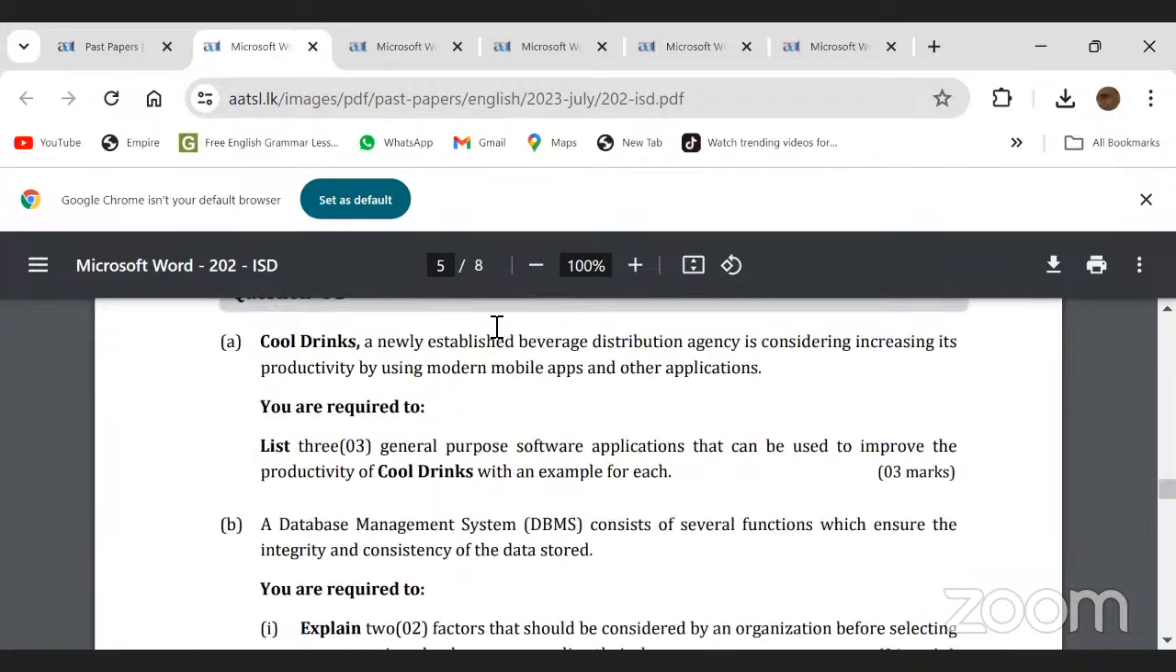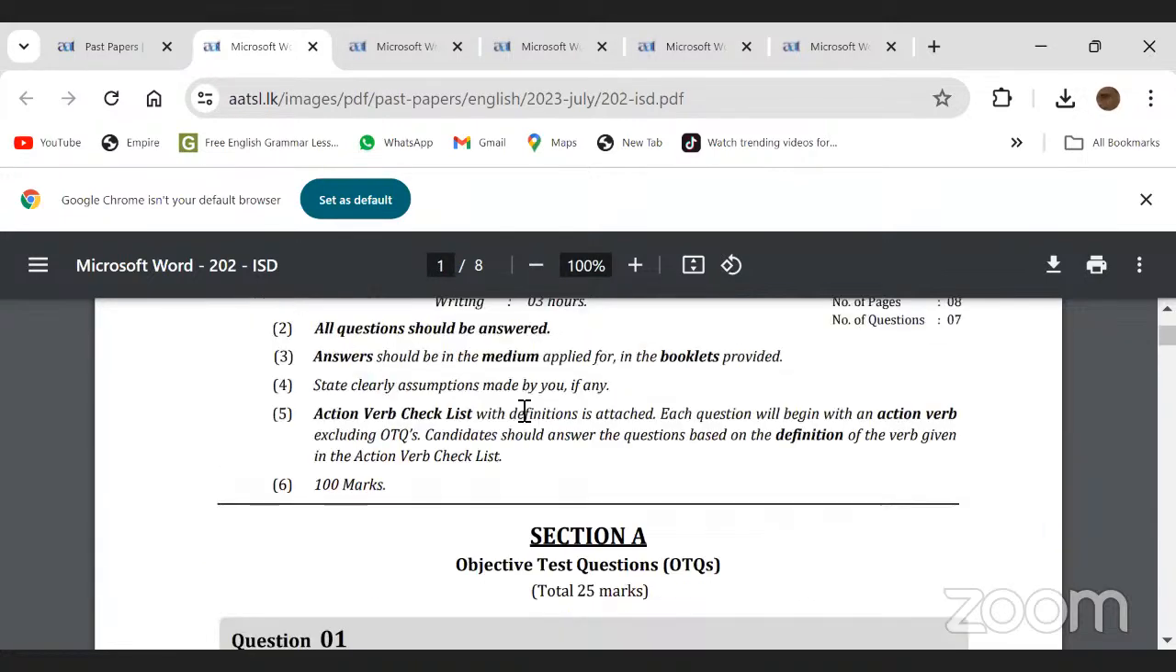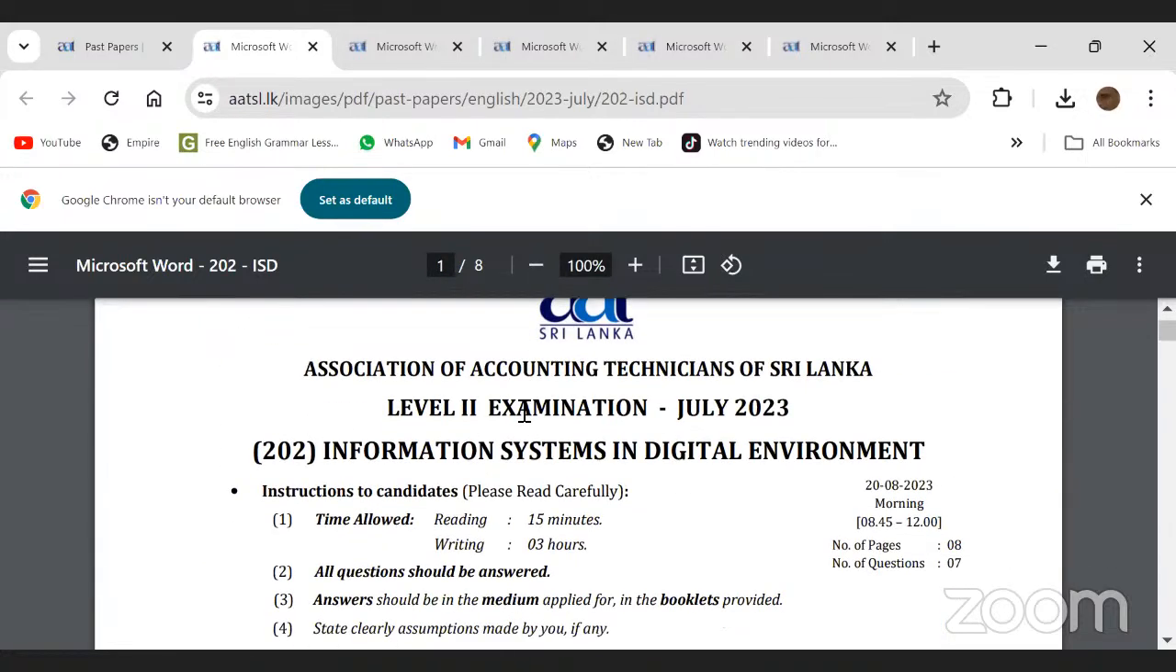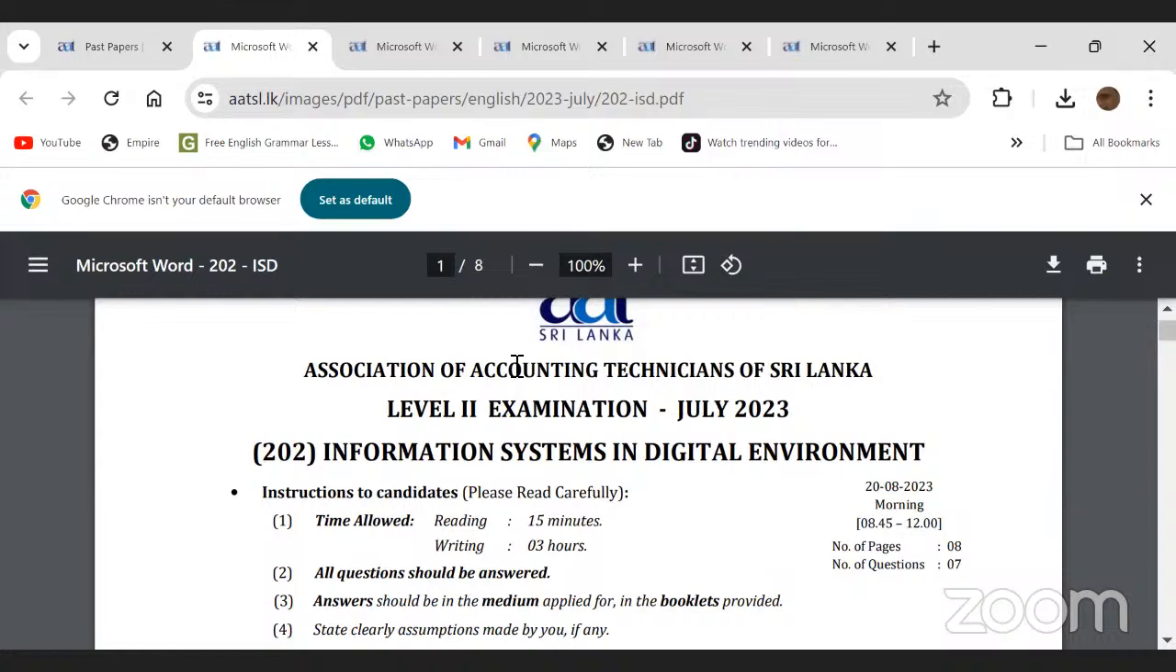Right, okay. We'll select one paper and we'll discuss all these corrections and what is indicated. This is July 2023, the very last paper.